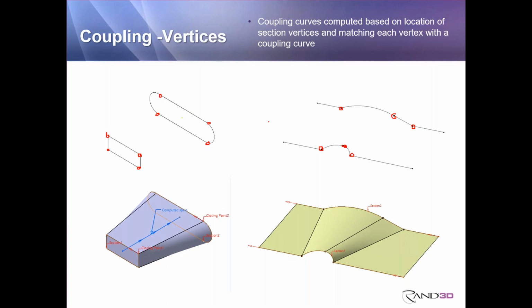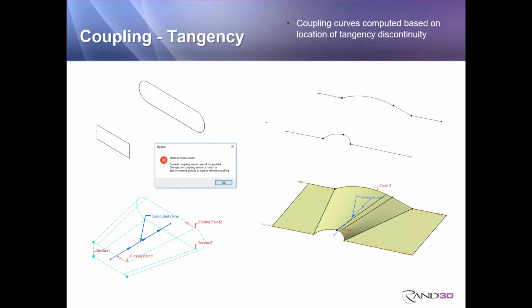And then you also have a couple other ones, tangency, and tangency then curvature. And these are the ones that are confusing because the names are a little bit misleading here. Now, when you're doing a tangency coupling, it is going to create the coupling curves based upon the location of tangency discontinuity. From the term, you'd think, hey, it's looking for tangent connections to match to each other. What it's actually looking for is non-tangent connections to match to each other.